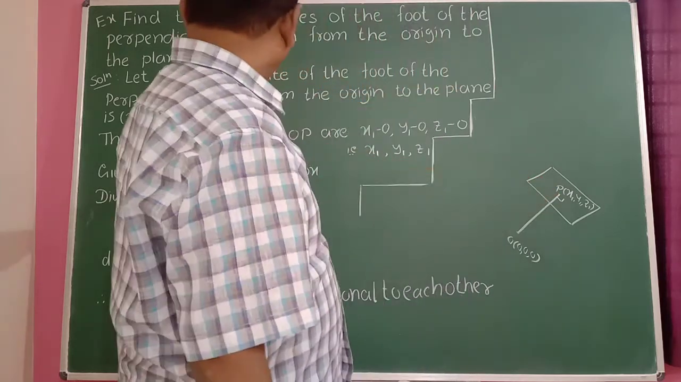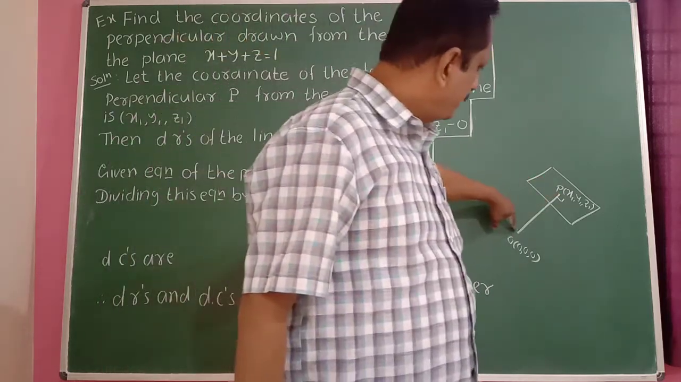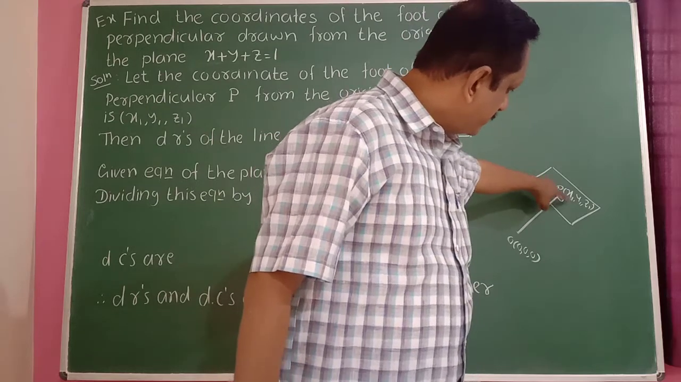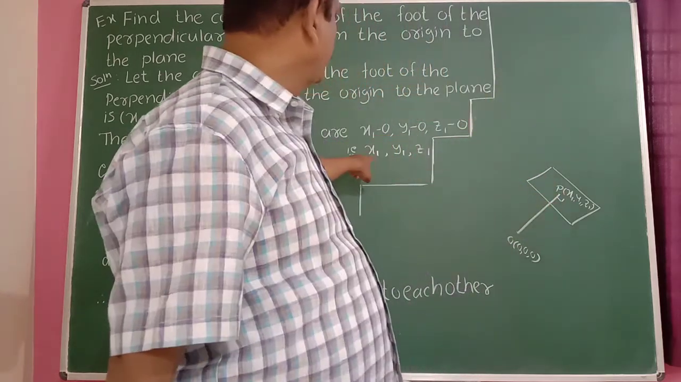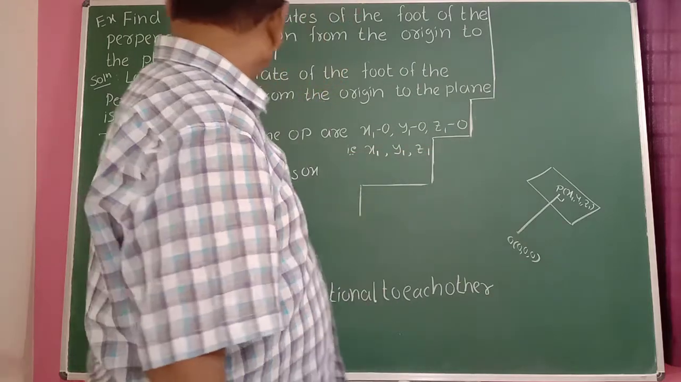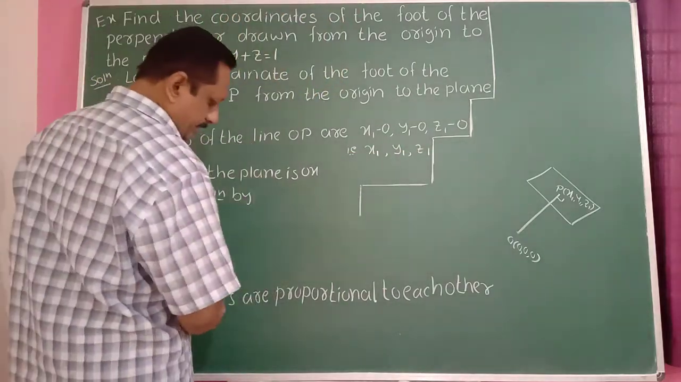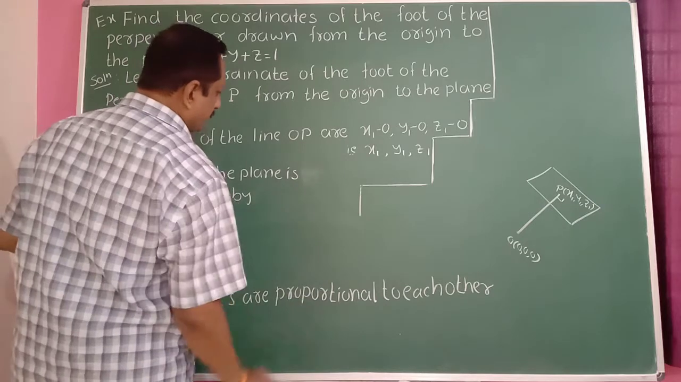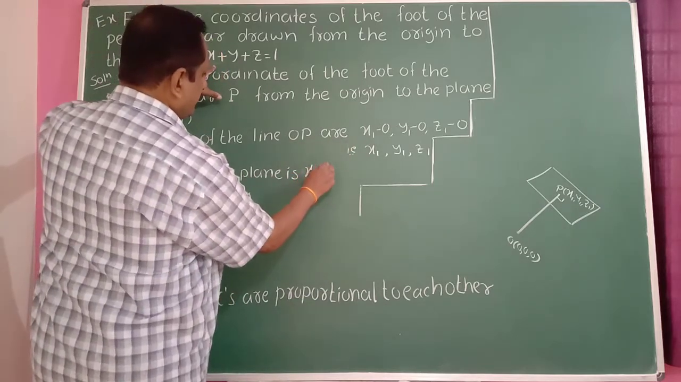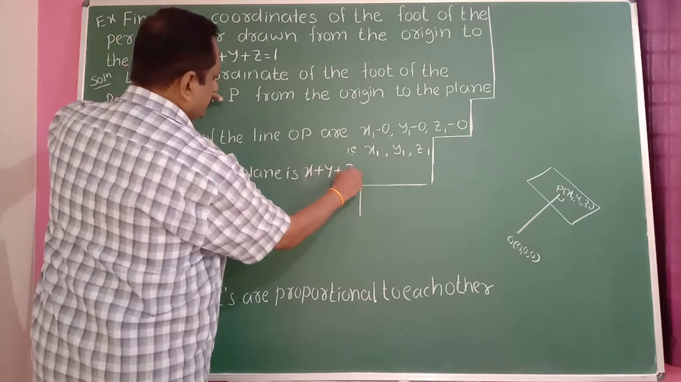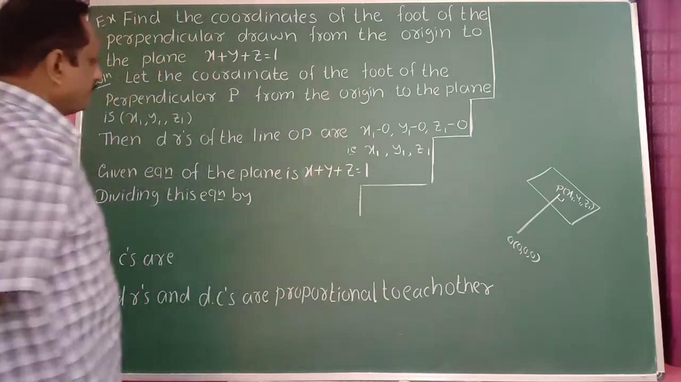Direction ratios of the line OP are x1 minus 0, y1 minus 0, z1 minus 0. So we get x1, y1, z1. The given equation of the plane is x plus y plus z is equal to 1.